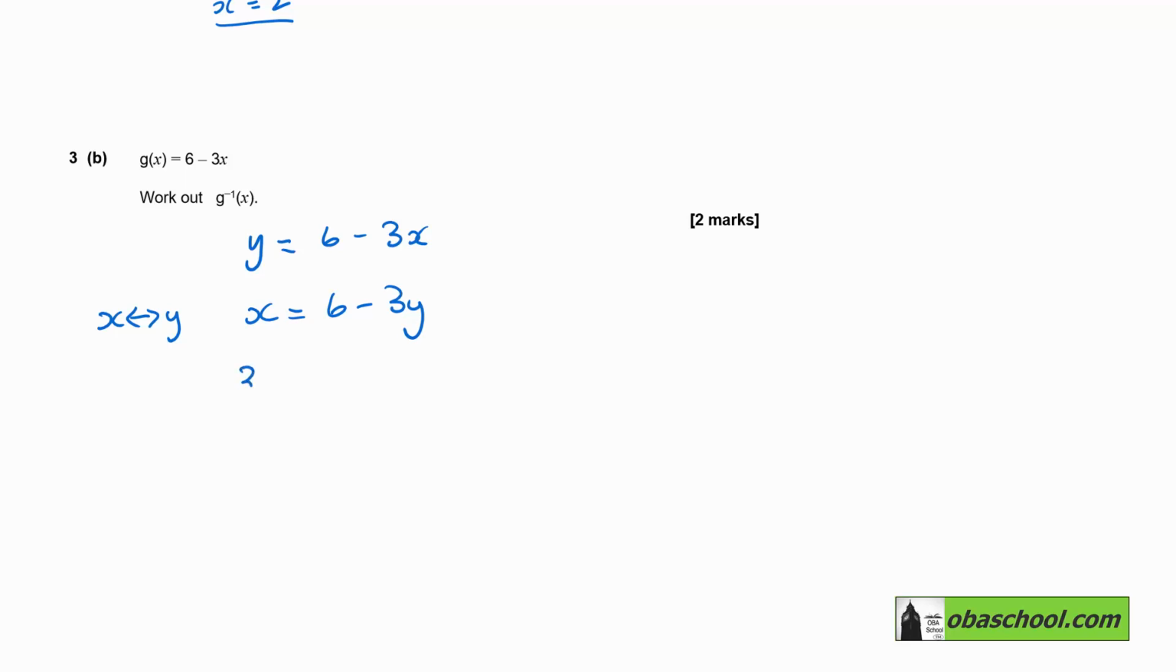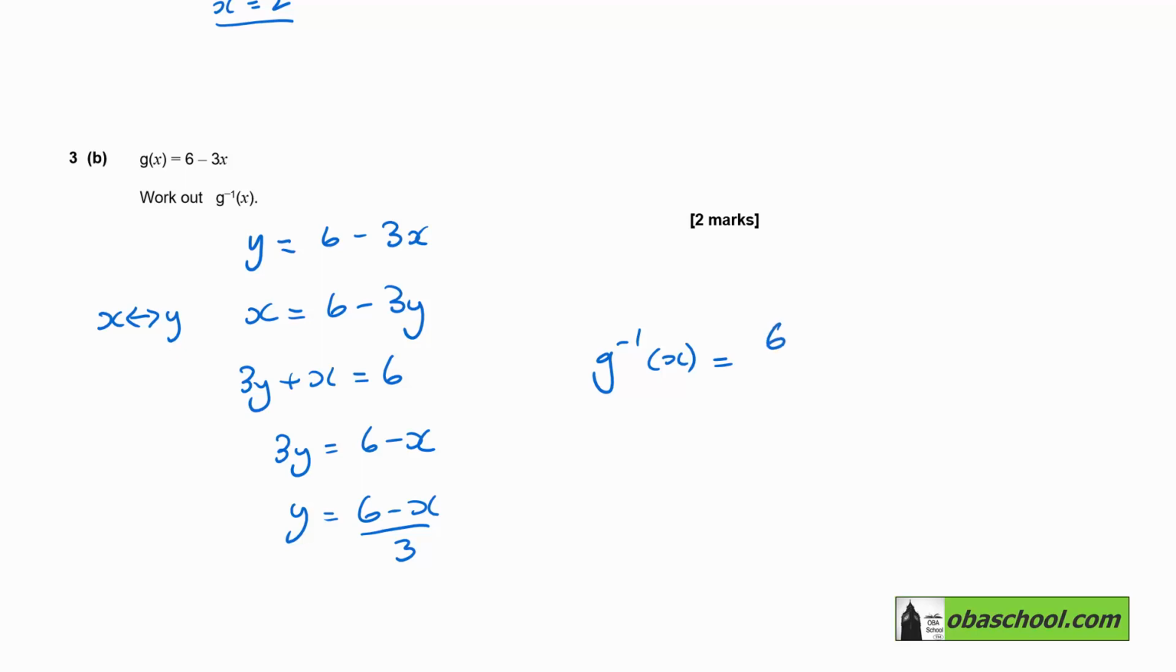So add 3y to both sides. 3y plus x is equal to 6. Subtract x from each side. 3y is equal to 6 take away x. Divide by 3. 6 minus x divided by 3. And so g to the negative 1 of x is going to be 6 minus x over 3.